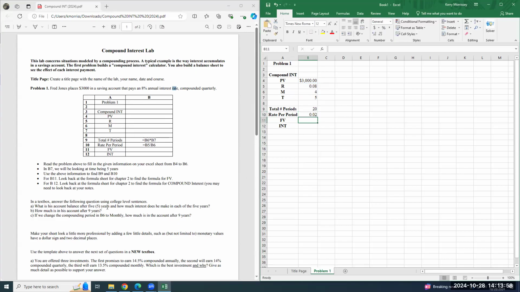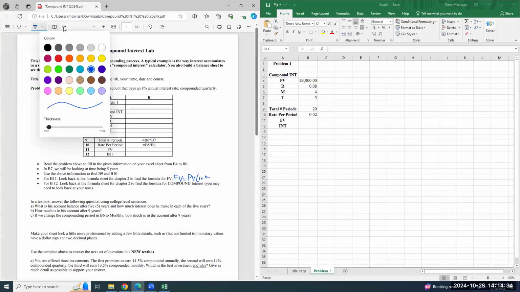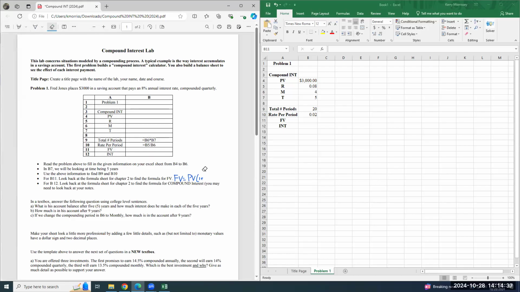So we have 0.02. And it says for B11, look back at the formula sheet from chapter 2 to find the formula for future value. So for our future value formula, because it's compound interest, we have FV is equal to PV times 1 plus our I, or this is really our R over, that's not ideal. Oh, maybe it'll allow me to erase here. There we go.